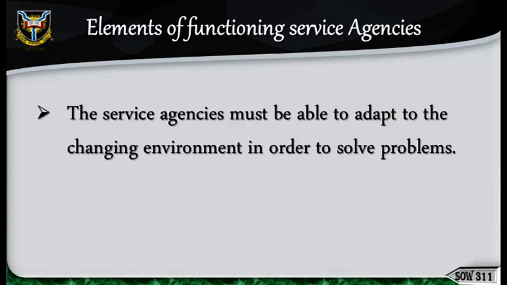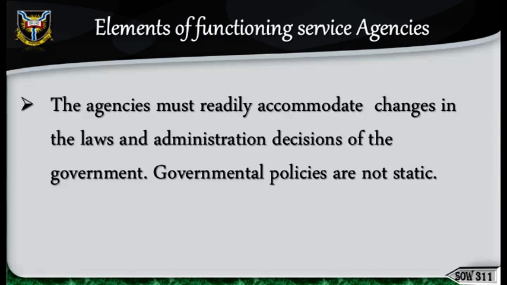6. The service agencies must be able to adapt to the changing environment in order to solve problems. The intelligence system, operating as the organization's eyes, detects changes in circumstances surrounding the agency. The information should be analyzed, and policy modified to adapt to changes. 7. The agencies must readily accommodate changes in the laws and administrative decisions of the government. Governmental policies are not static. They are reviewed when the need arises. Service agencies should accommodate the changes to satisfy their community.